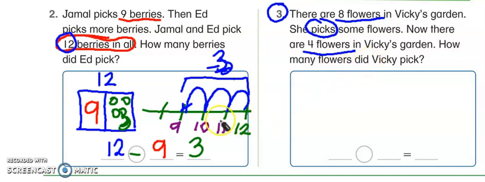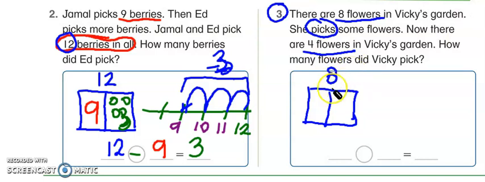So again, I could use my number line, or I could do my part whole. So I'm going to again use my part whole. So I'm gonna draw my part whole. And I know that she had in total 8 flowers in the beginning. But then she decided to pick flowers. How many flowers did, no, it says now there are 4 flowers, right? Because she picked the rest. How many flowers did she actually pick? So let's see. 4, 5, 6, 7, 8. So this is 1, 2, 3, 4. Oh, she picked 4 flowers.